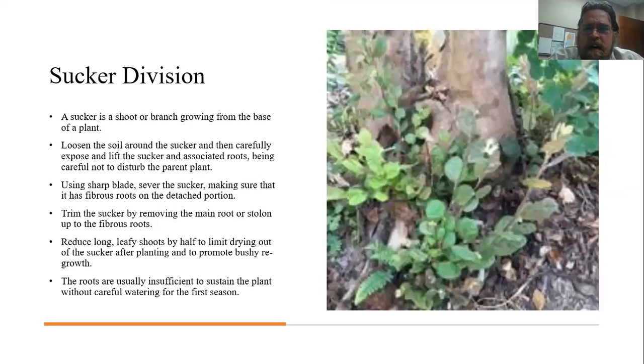Last kind of division I'm going to talk about is sucker division. A sucker is a shoot or a branch that's growing from the base of the plant. And this is a really simple form of division because that sucker really has done a lot of the work for you. It's got a good shoot coming up out of the ground. It's developed a root system. So what we want to do is loosen the soil around it, carefully expose those roots so we're not damaging them, and then just lift out the sucker and those roots, doing the best job we can not to do any damage to the parent plant in the process.